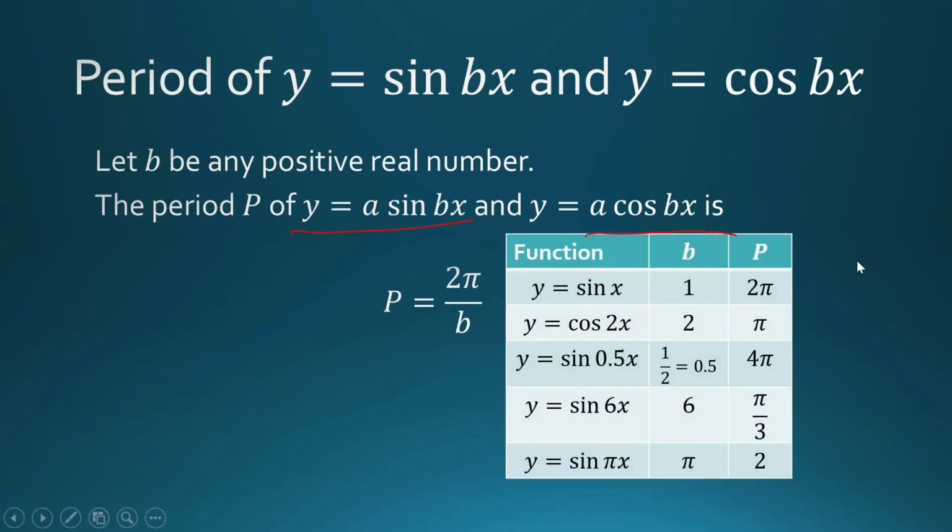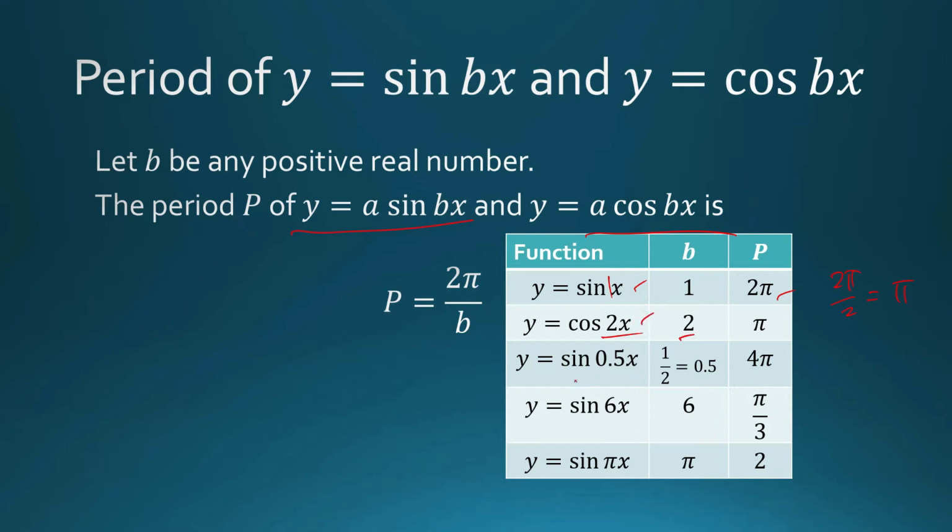Our understanding of the period is, it is the length of the interval that contains one sine curve. Or you can look at it as the horizontal distance covered by one sine curve. When your function is y is equal to sine of x, b here is equal to 1, so the period is equal to 2 pi over 1. Here, your b is 2, so 2 pi divided by 2 is equal to pi. That is the period of this function.